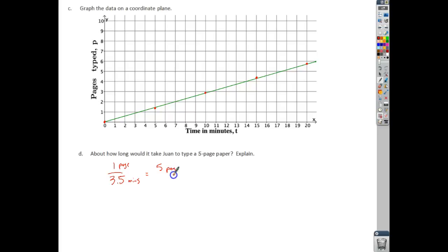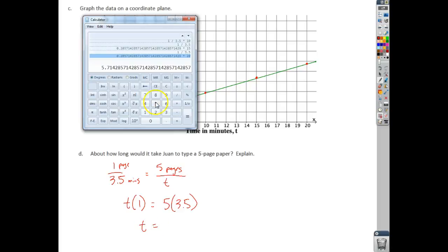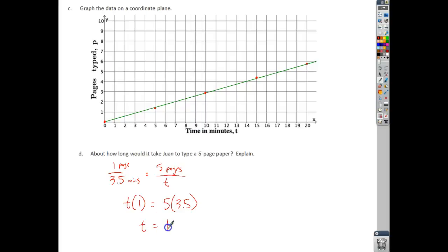Then what we want to say is, how long is 5 pages going to take him? We'll call that t minutes. We can just cross multiply again. So t times 1 is equal to 5 times 3.5, and t is equal to 17.5. So it should take about 17.5 minutes.